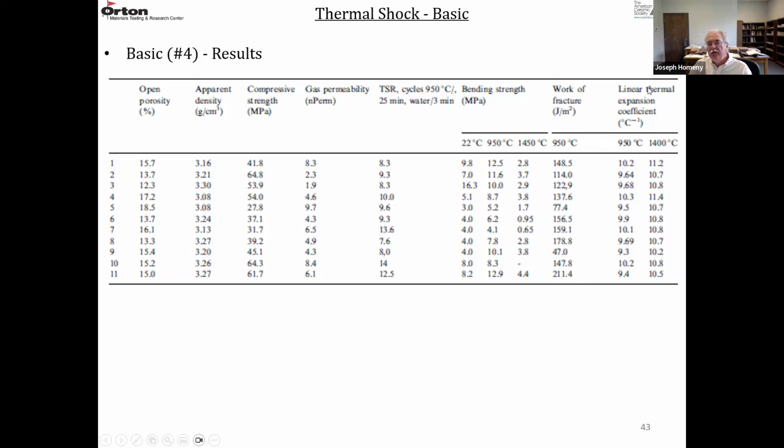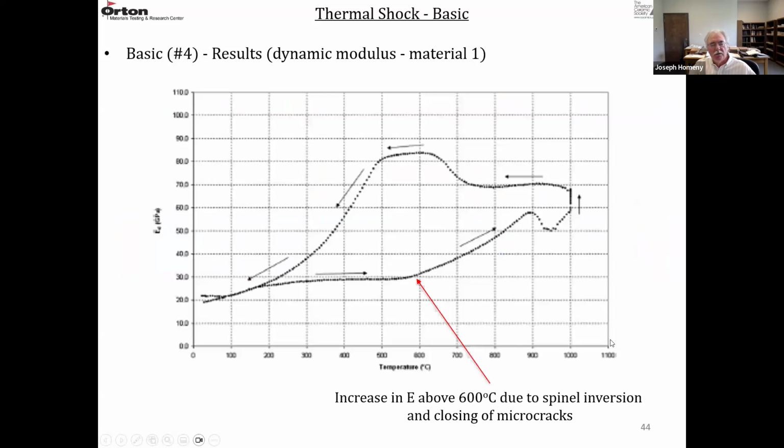And then the average coefficient of expansion at 950, room temperature to 950 and room temperature to 1400 degrees C was measured. You can't really manipulate this. It is what it is. They're all about 10 times 10 to the minus 6 per degree C. So you're stuck with the thermal expansion coefficient.